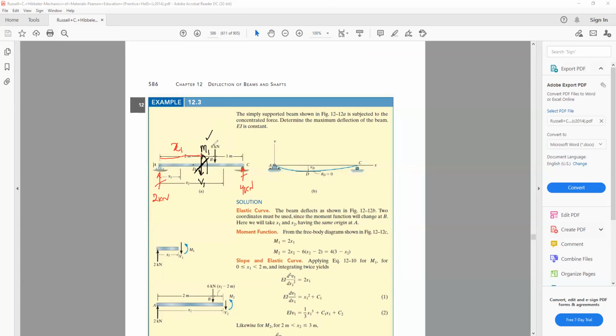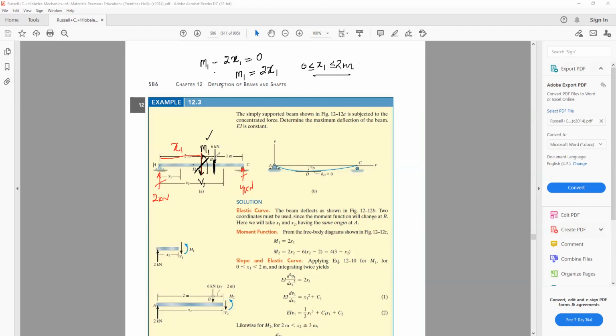So what will happen? The moment M1 is anti-clockwise, so this is positive. And the moment because of 2 kilonewton will be minus 2 kilonewton into x meter, minus 2x, because it's clockwise. That's equal to 0. So M1 will be equal to 2 times x1. And this is valid when your x1 varies from 0 to 2 meter.